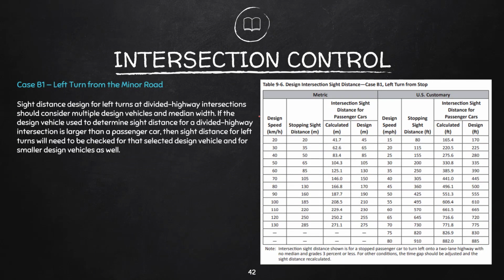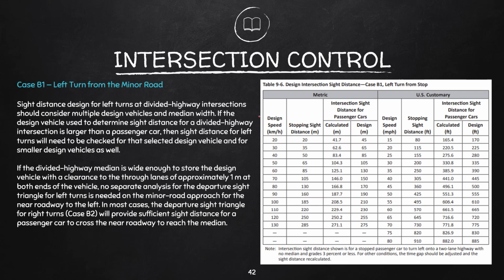Sight distance designed for left turns at divided highway intersections should consider multiple design vehicles and median width. If the design vehicle used to determine sight distance for a divided highway intersection is larger than the passenger car, then sight distances for left turns will need to be checked for the selected design vehicle and for smaller design vehicles as well. So if you consider the design for trucks only, you should also check it for the provisions for the passenger cars.